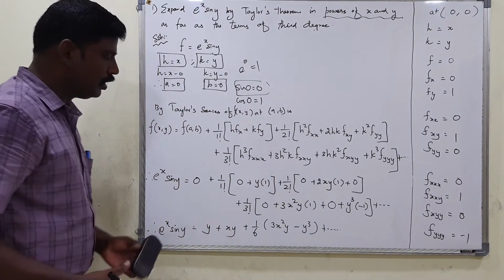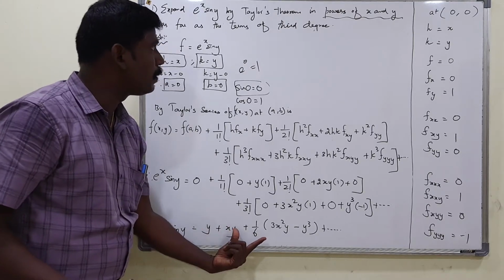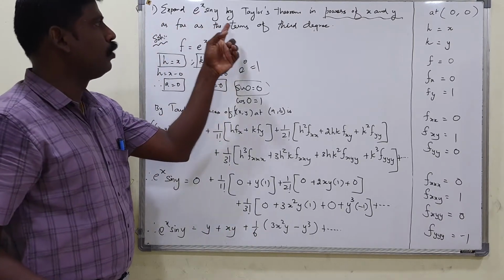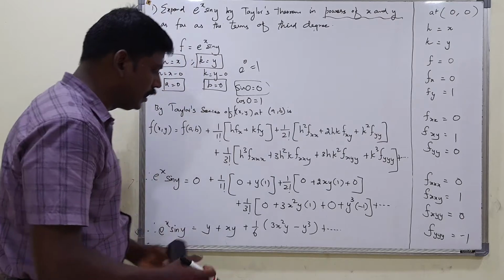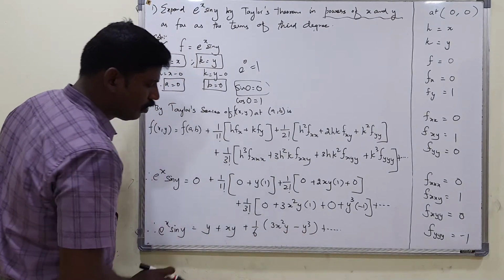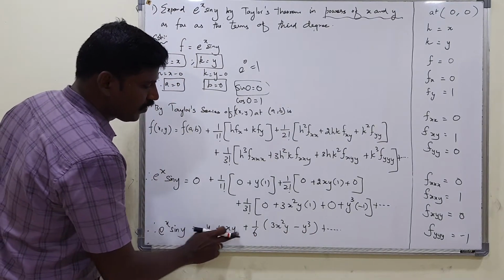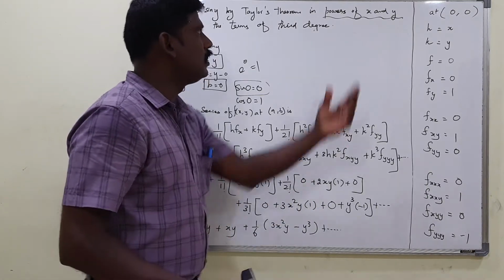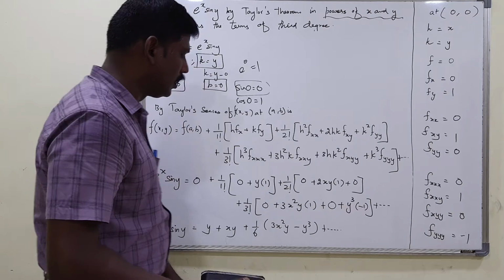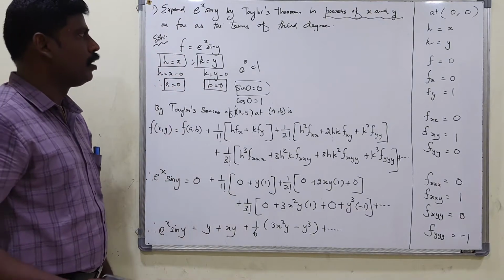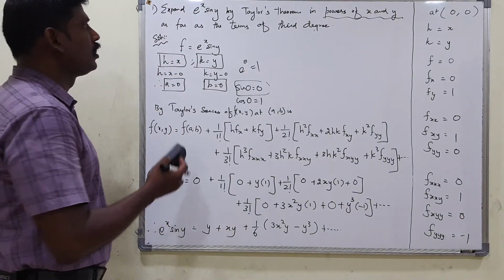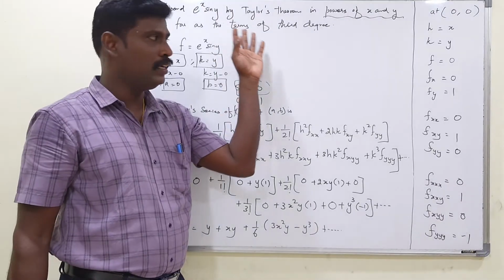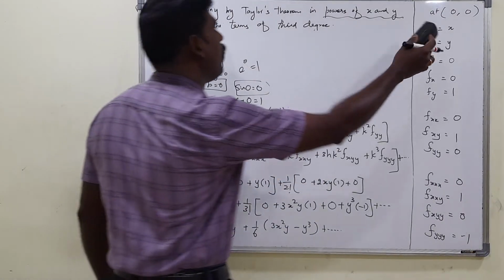That's all. So this is the Taylor series expansion of the function e power x sin y in powers of x and y. Look at here, everything is in powers of x and y. So every term in this series has powers of x and y. That's all. This is the answer for the given problem. Now let us go to similar problems based on this same function at different points.